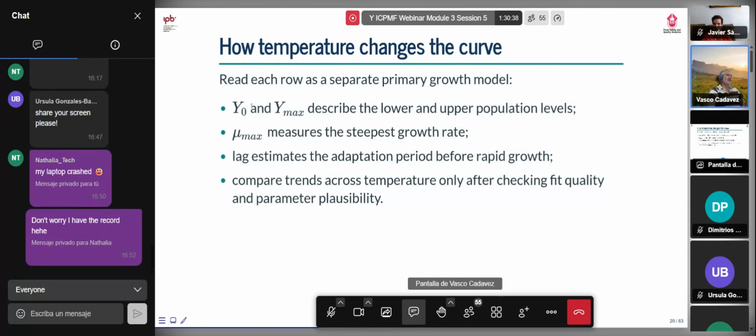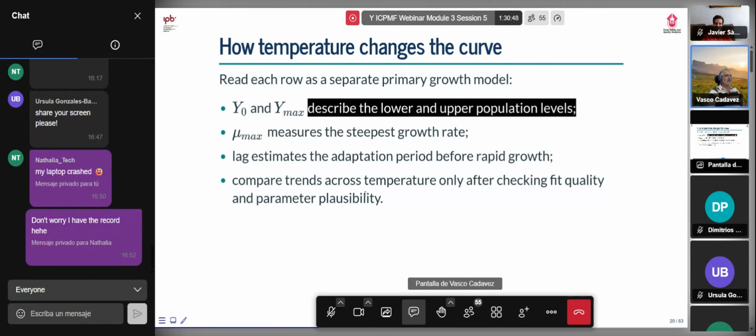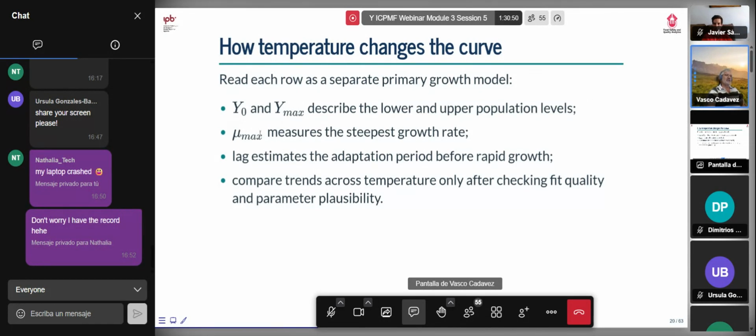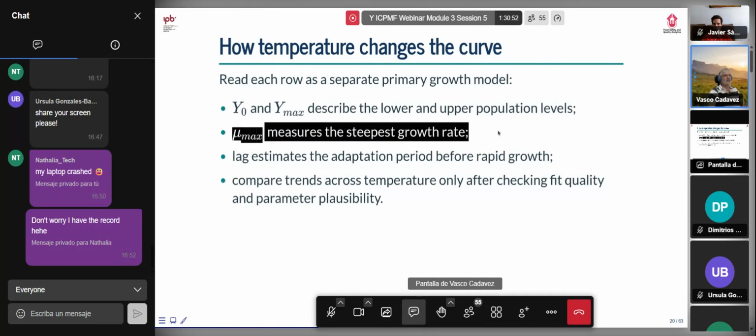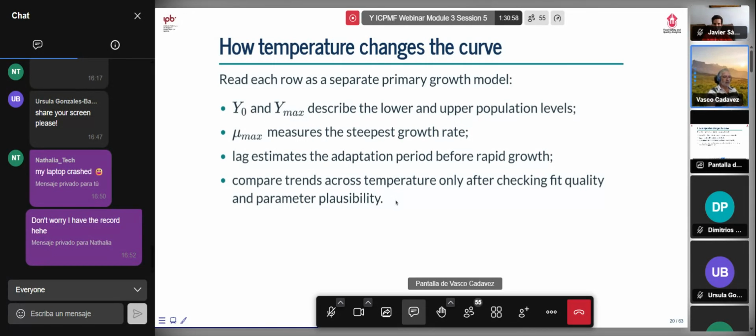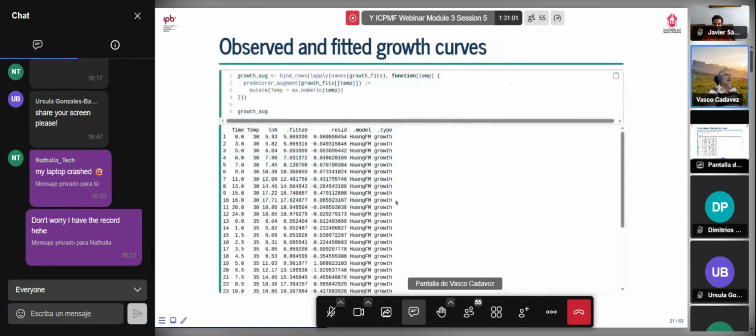So you can read the primary grow model. Let's say for different temperatures we need to find the parameters for the initial value, for the maximum value. So we need to get these values. The Numax, you already know this, measures the steepest growth rate, and the lag time estimates the adaptation period. You all know this, so this is not a big question.